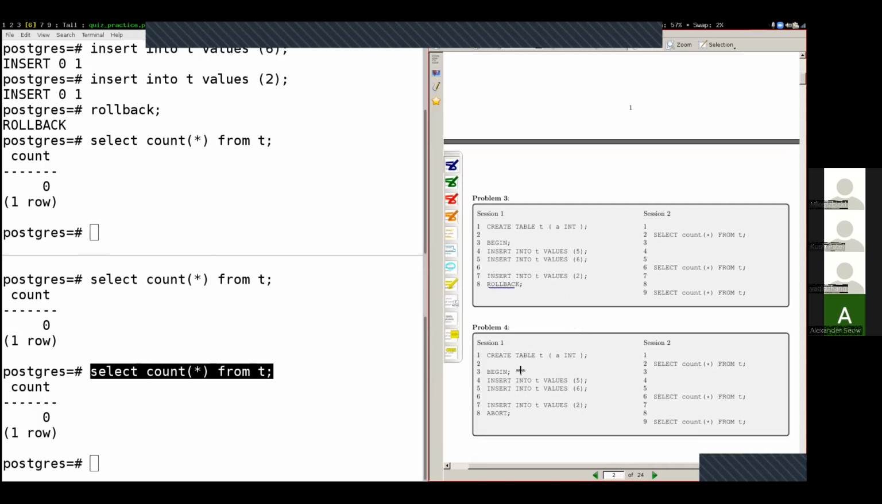Rollback and abort are synonyms of each other. Aborting a session is 100% identical to rolling back a session.